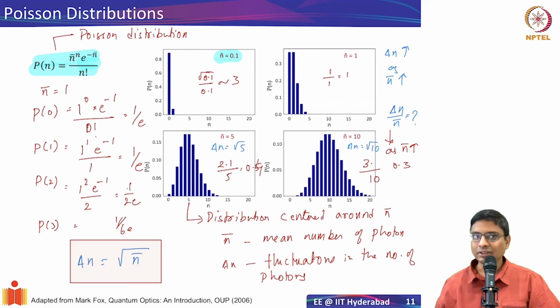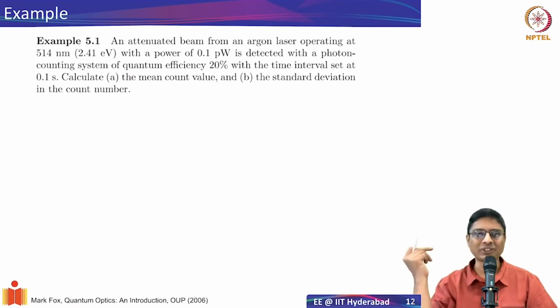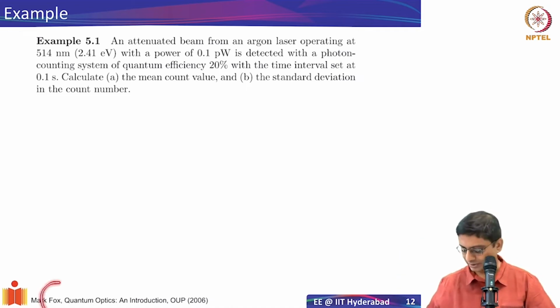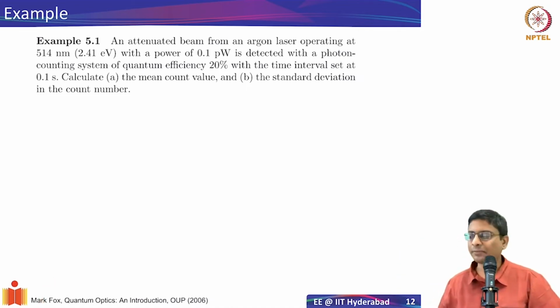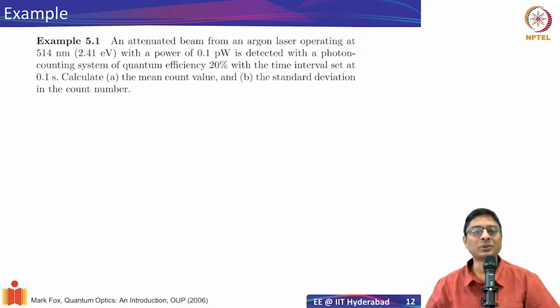Okay, all right. So let's try to do one problem. Again, the same thing I'm trying to do in multiple different ways. This is an example I've taken from Mark Fox, in the 5th chapter, you can go and look at it. The textbook reference is given at the bottom here. This is a quantum optics textbook. The question is, an attenuated beam from an argon laser operating at 514 nanometers, which corresponds to 2.41 eV, with a power of 0.1 picowatt, is detected with a photon counting system of some quantum efficiency, with a time interval set to be something. Calculate the mean count value.